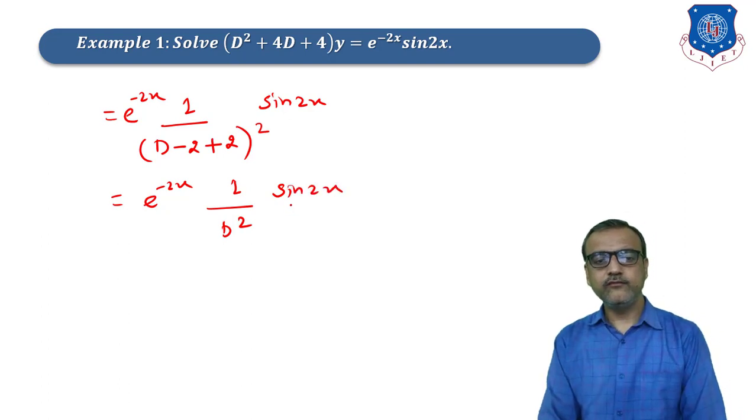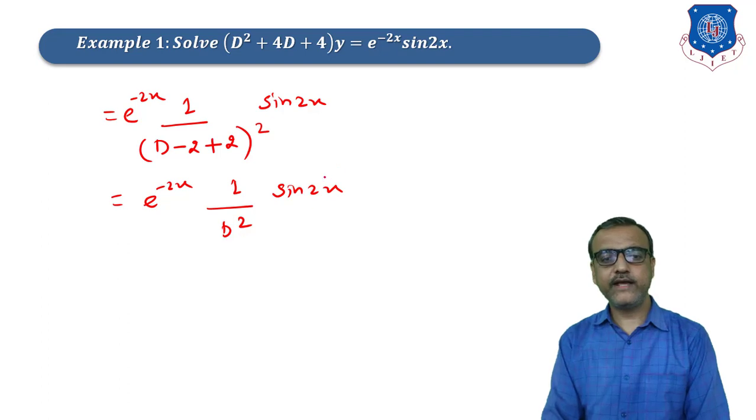Now whenever you are given sine of ax plus b or cosine of ax plus b, just remember that this is case number 2.